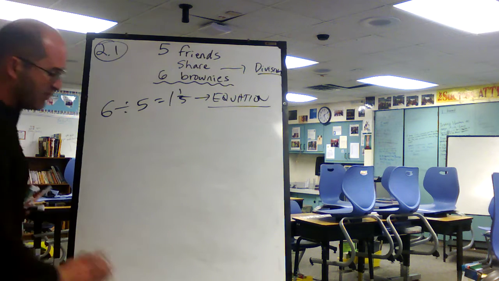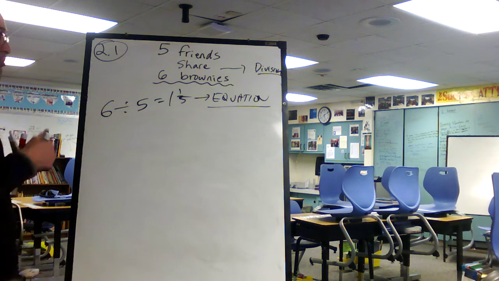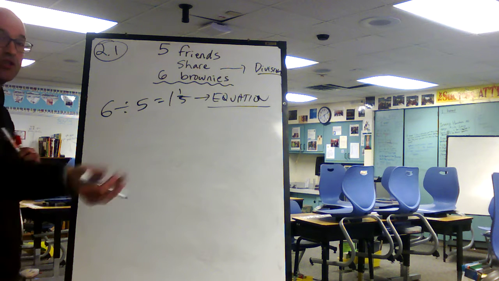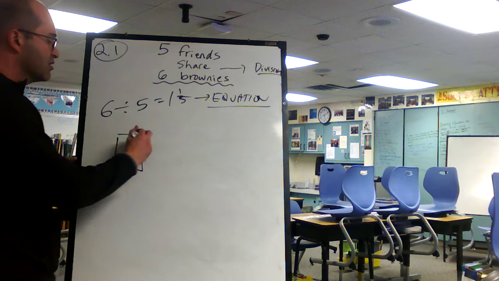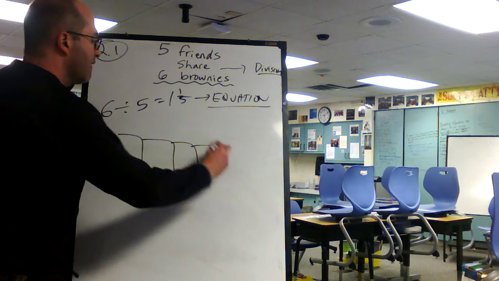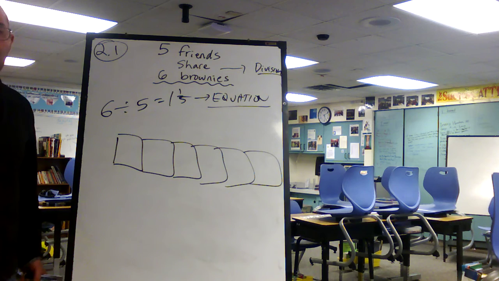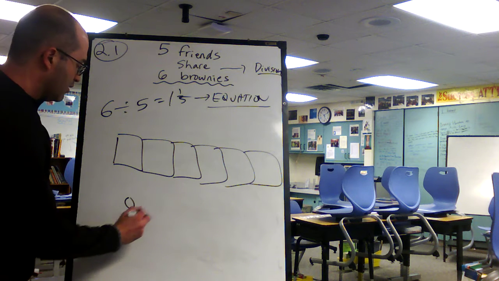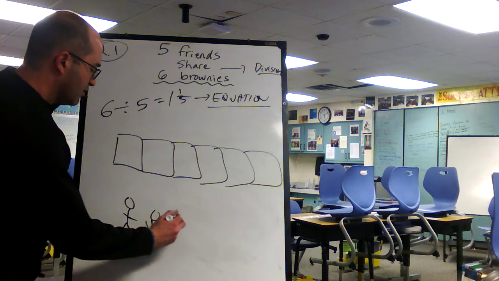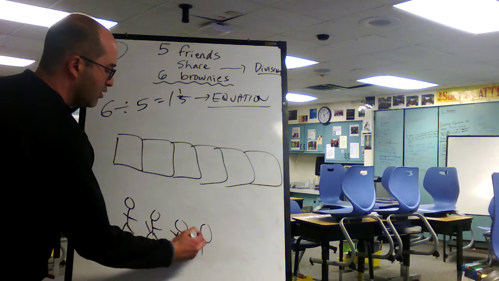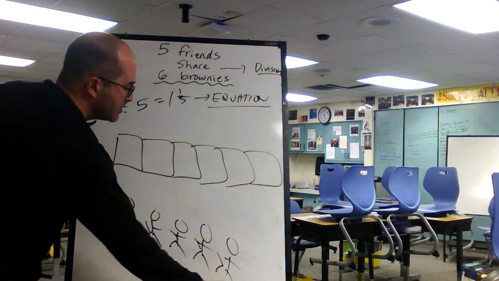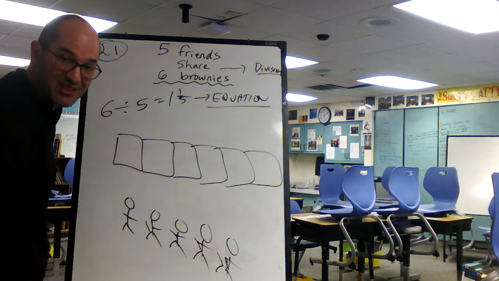Six divided by 5. There's another way to do this. 6 brownies shared by 5 friends. 5 friends share 6 brownies. It's still 6 divided by 5. 1, 2, 3, 4, 5, 6 brownies, right? So we have 1, 2, 3, 4, 5 friends still, right? Ooh, that guy doesn't look so great.